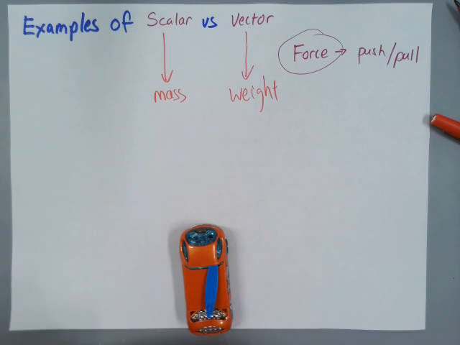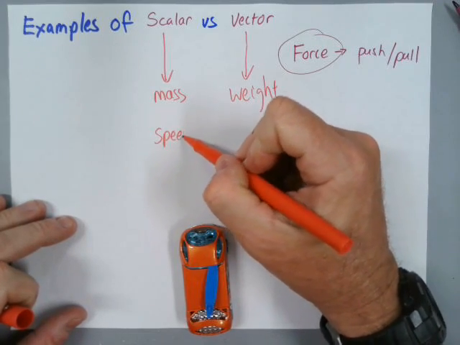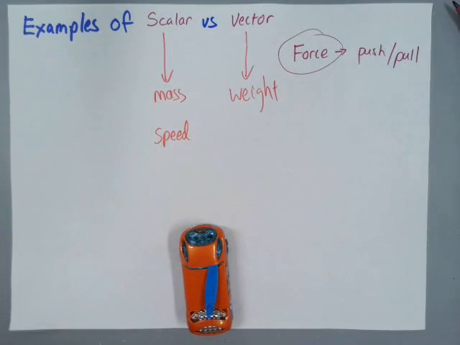How fast is it moving? It doesn't tell you which way you're moving. And if you think about a speedometer in a car, it doesn't tell you where you're going. It just tells you, oh, I'm going 55 miles per hour. You could be going 55 miles an hour, north, south, east, west. It doesn't matter. Speed is very definitely a scalar quantity because it does not have any direction associated with it.